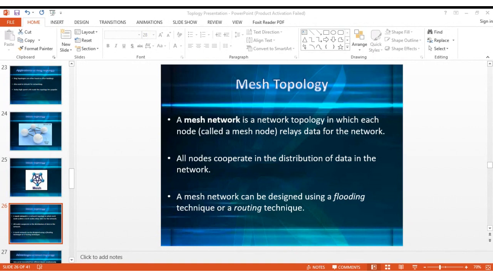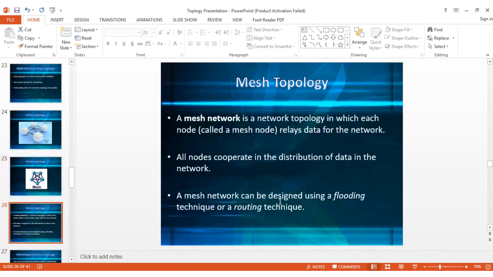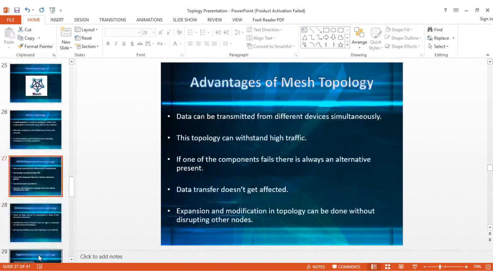And what happens with the mesh topology now, we must have a dedicated link. The purpose of that link is to carry traffic. Because we have traffic, that traffic can only be carried by using that dedicated link. And this forms the mesh. I've said the two major techniques used to transmit data: we have flooding and routing.